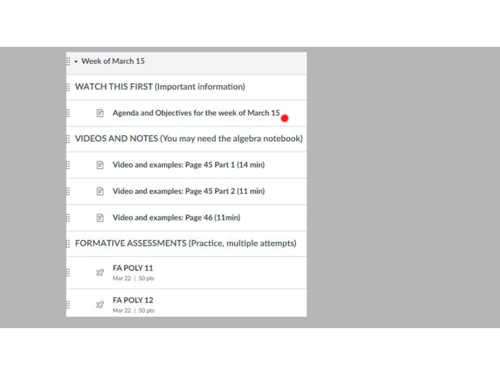in this video we will be reviewing the agenda and objectives for the week of March 15th. You will start with videos and notes, and these will be dealing with our main objective, which is going to be able to factor a quadratic trinomial, which is of the form ax squared plus bx plus c, and we're going to be focusing solely on the types of quadratic trinomials where a is equal to 1.